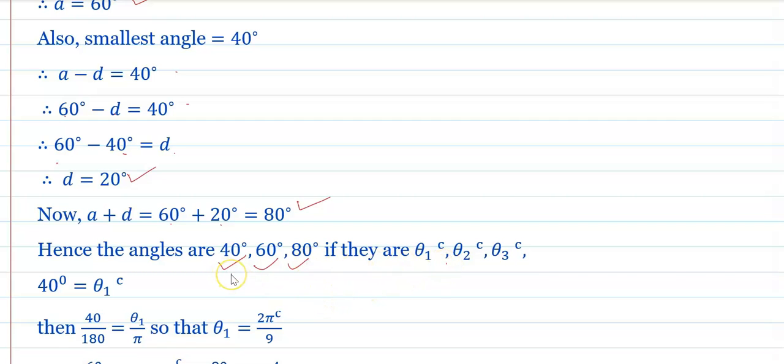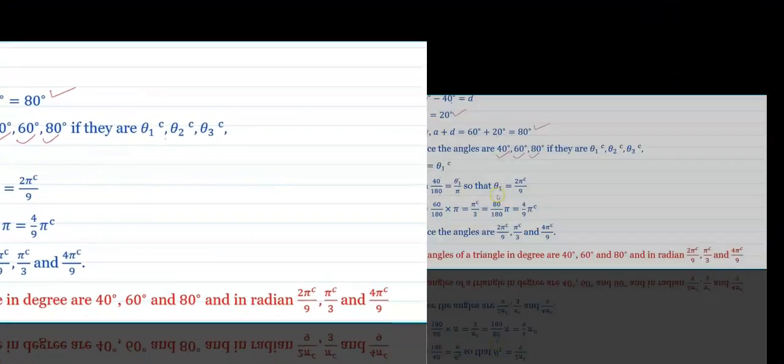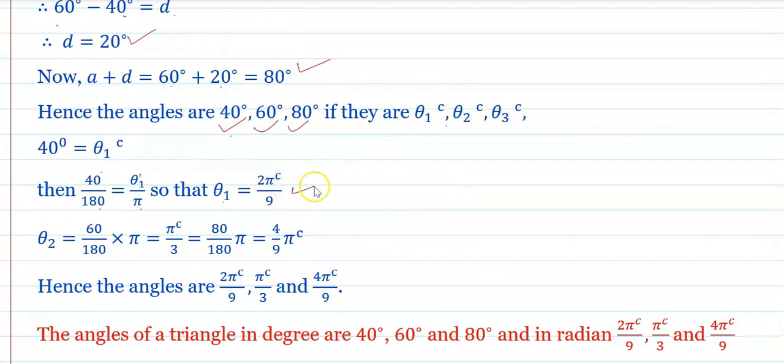To convert these angles into radian, we have to multiply the degree by pi upon 180. Therefore 40 upon 180 is equal to theta 1 upon pi, and hence you will get theta 1 is equal to 2 pi radian upon 9. You can also do it this way: theta 1 is 40 into pi upon 180. We can do it with the formula too.